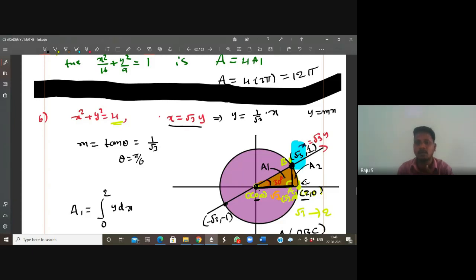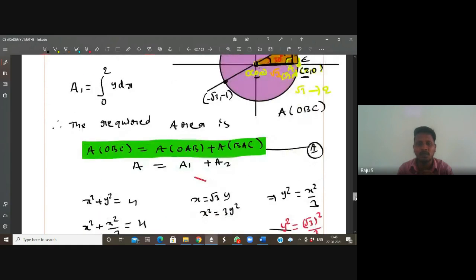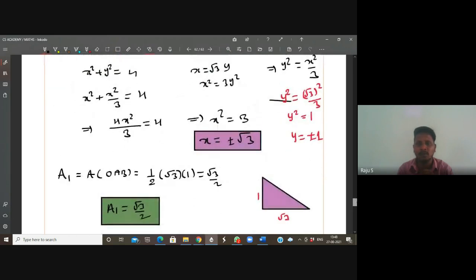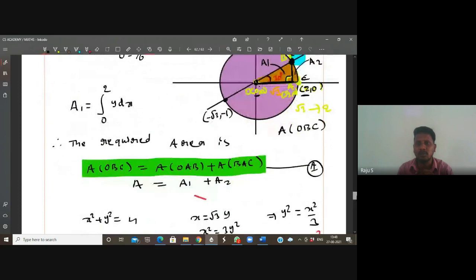So I draw a vertical line, and we get a right angle triangle. The area of a right angle triangle is half into base into height. To get the base and height, we can solve both equations. I solved the circle and the given line. We got the points root 3 comma 1 and minus root 3 comma minus 1.